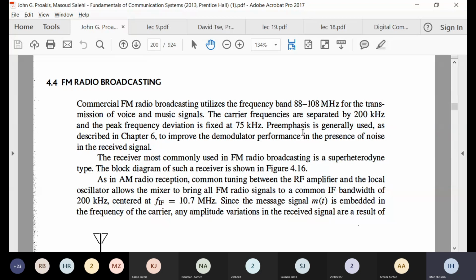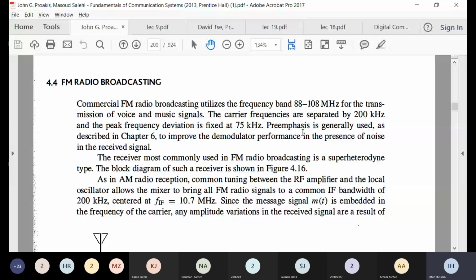And for that purpose, we apply pre-emphasis, which is actually a high pass filter. And then we have de-emphasis, which is actually a low pass filter. In pre-emphasis, we emphasize the high frequencies. So if they are faced with noise that is increasing with respect to frequency, you will also have the signal increasing with respect to frequency. This will be studied in detail.